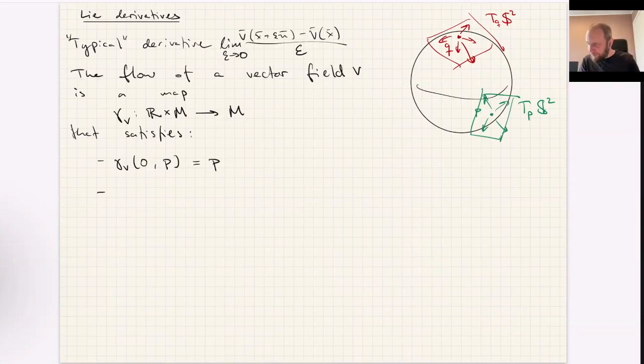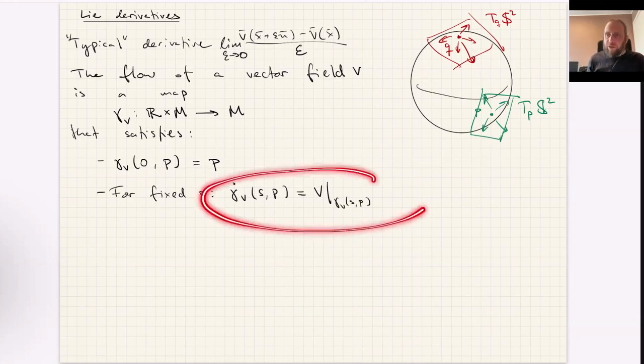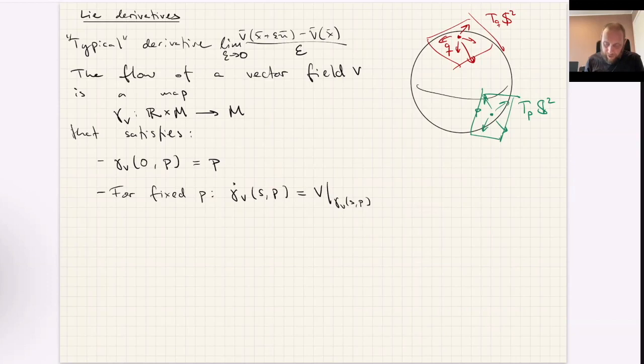And then in addition, I want to have it for fixed P. I can take the tangent vector here. So gamma dot V of S and P should be equal to V evaluated at P, evaluated at gamma V SP. So this is essentially saying that wherever you look, the tangent of this flow is the vector field V.